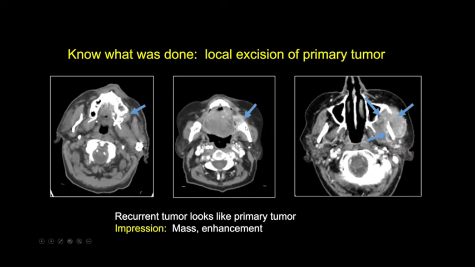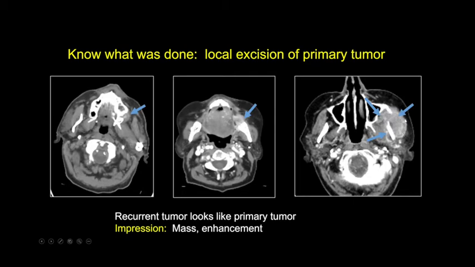Here's a patient who had a segmental mandibulectomy for oral cavity tumor. Here on the retromolar trigone, there is a discrete mass with enhancement. Those are the classic CT findings of recurrence. And finally, here's another patient who had a buccal mucosal resection, and there is a large discrete mass.